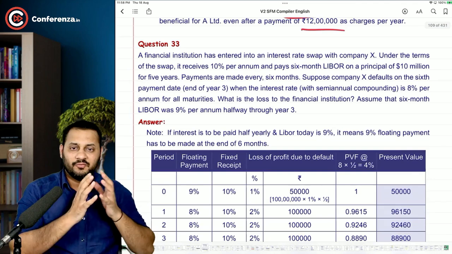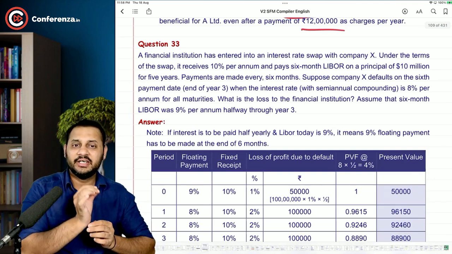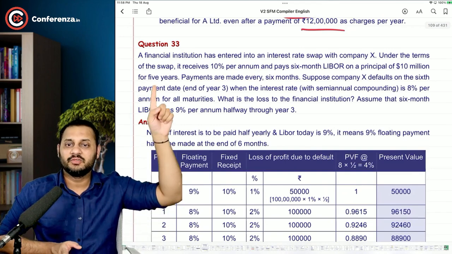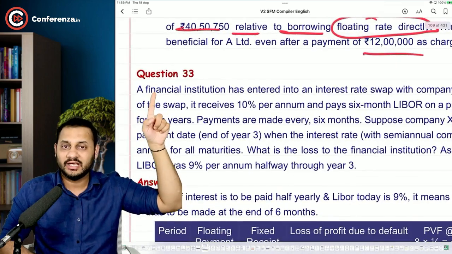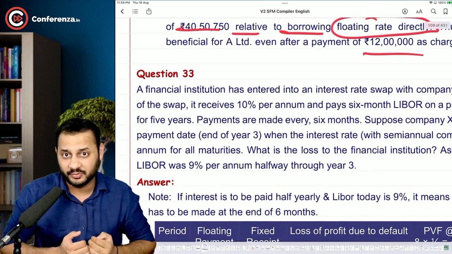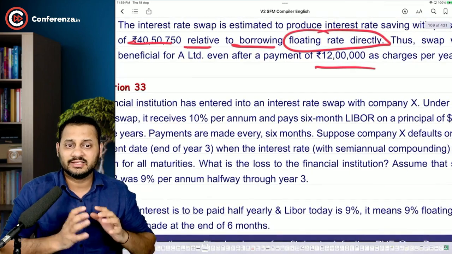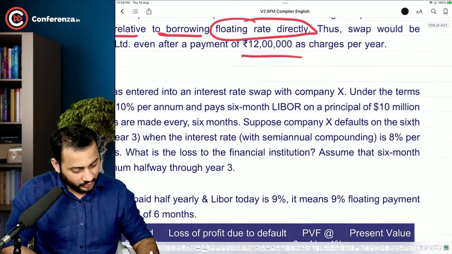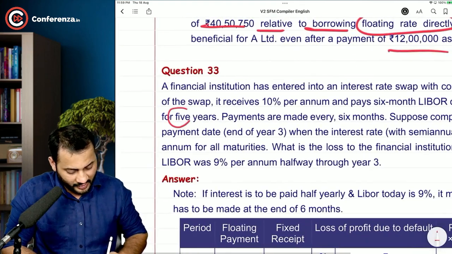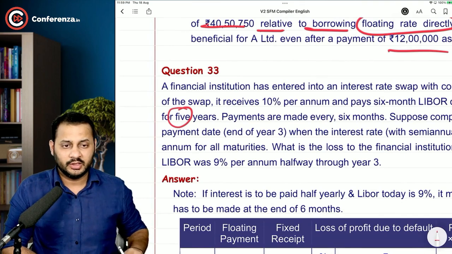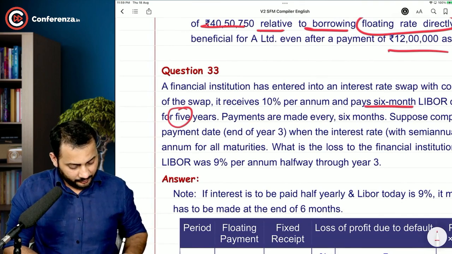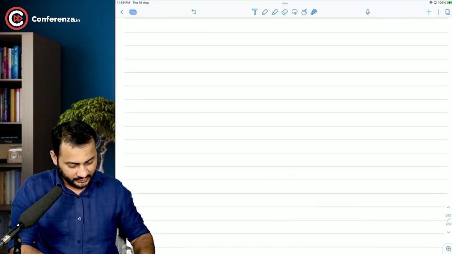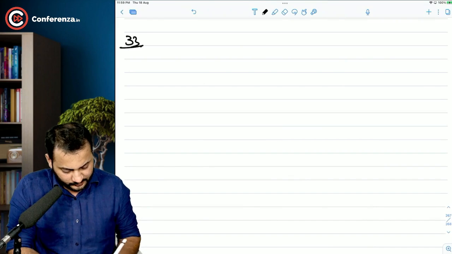Let's have a look. A financial institution has entered into an interest rate swap with a company X. Under the terms of the swap, it receives, who? The financial institution is going to receive 10% per annum, fixed, and pays a 6-month LIBOR on a principal of $10 million for 5 years. Payments are made every 6 months. So please understand till this point. It's very necessary, important.